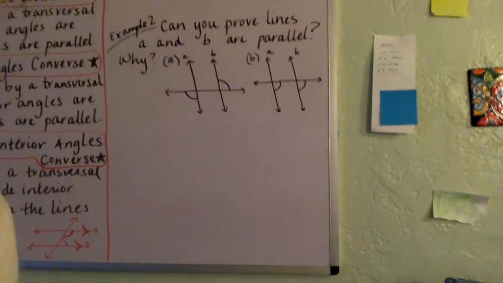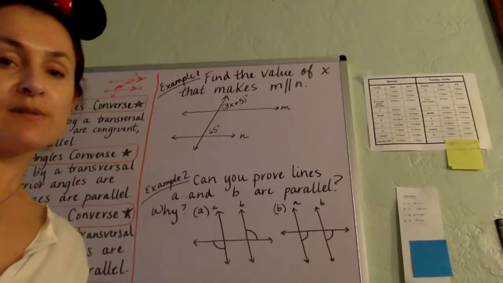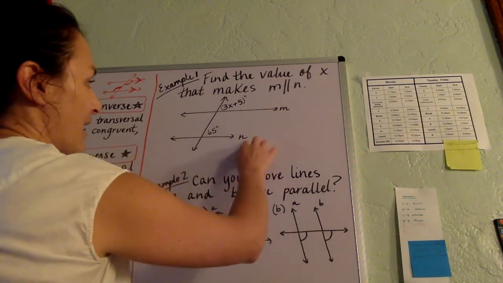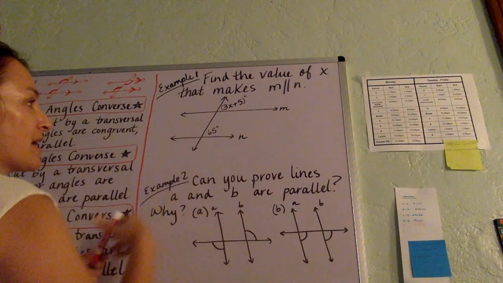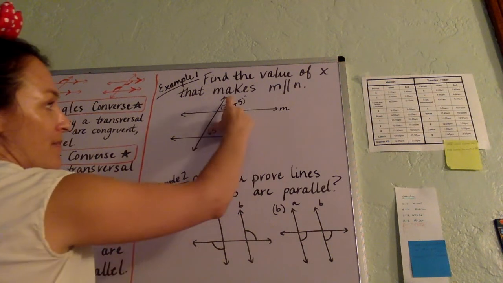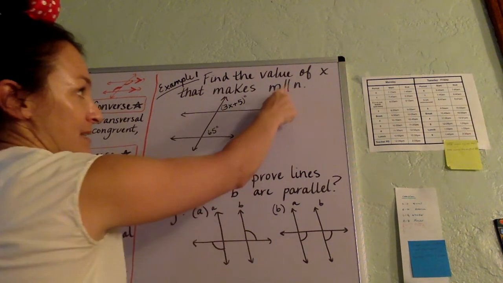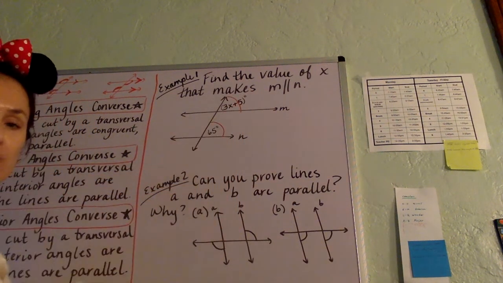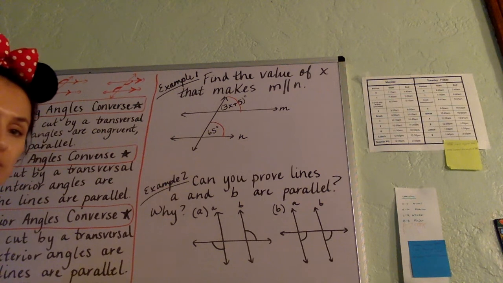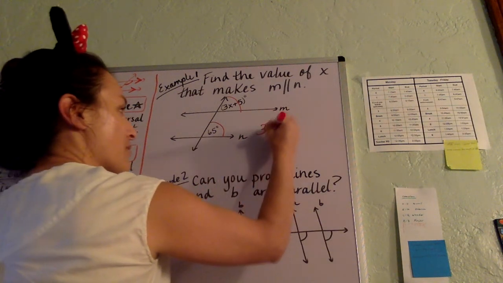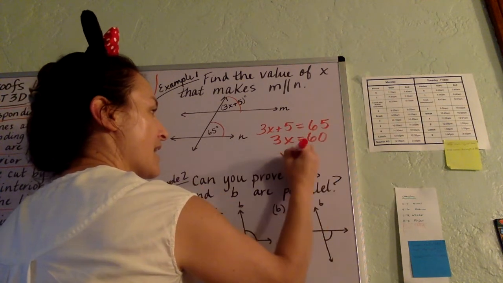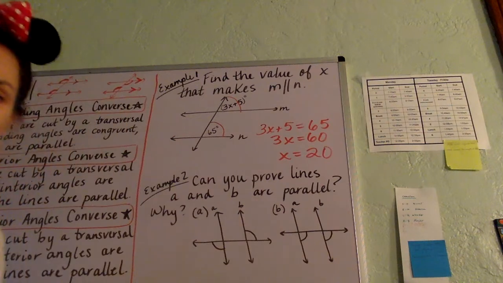All right, so let's come over here and take a look at a couple of examples. First one, find the value of x that will make m and n parallel. Well, if these two angles that have been labeled are the same, them being corresponding, that's enough for us to say that these two lines must be parallel. So this is a corresponding angle with this one, and using the corresponding angles converse, we can set 3x plus 5 equal to 65, and I think we'll get 3x equals 60, and divide by 3, so I think x is 20.